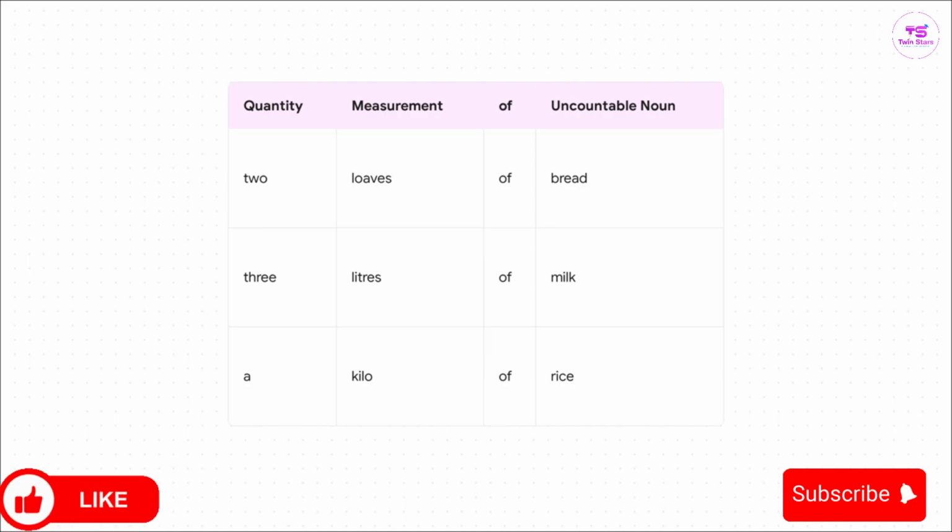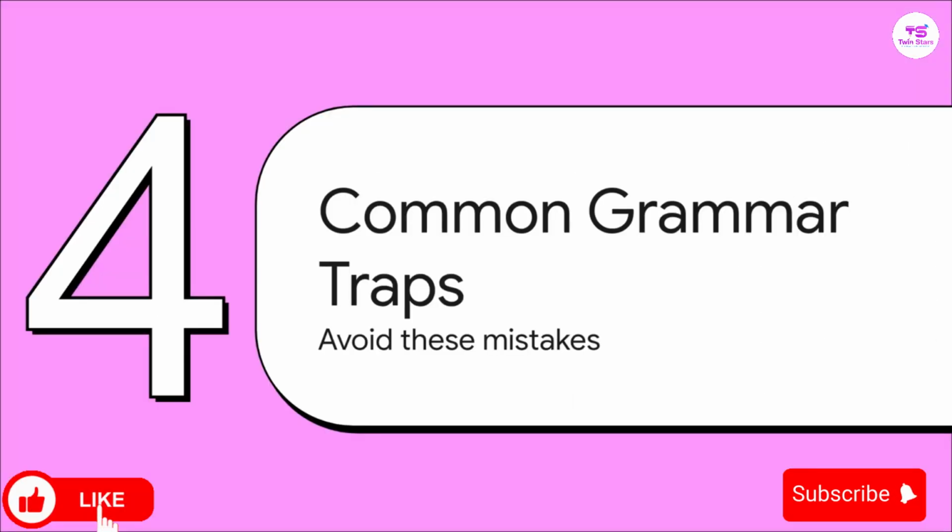The uncountable noun at the end, the bread, the milk, the rice, stays completely frozen and unchanged, while that measurement word does all the heavy lifting. Which brings us to Section 4, Common Grammar Traps.